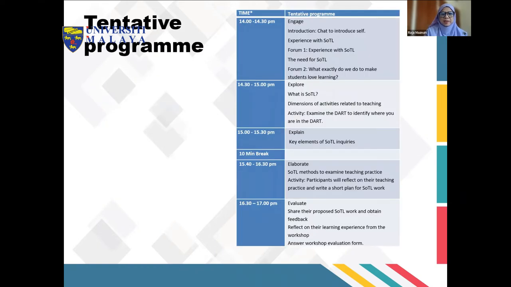So this is what I have in mind, how we are going to carry out the SoTL today. The first part will be engagement. We started late just now. Let's see, what time is it? 37. Oops, we are 7 minutes behind. We have done some chat, and you're talking about your experience with SoTL. I will go into the need for SoTL in a while, and there's also a forum. After that, we will explore.